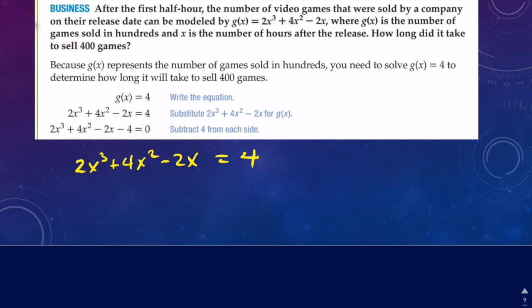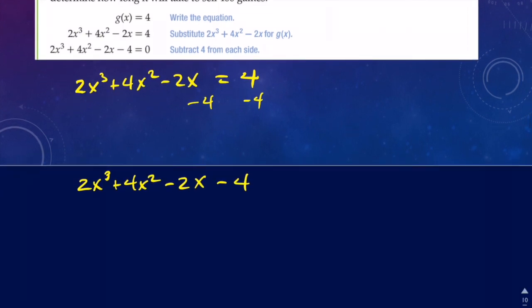So we change that by setting it equal to 0. That's going to take subtracting 4 from both sides. And what we end up with then is 2x^3 + 4x^2 - 2x - 4. Now, we don't know the answer yet, but we do know that we can find the rational zeros of this polynomial. And so we're going to go after that.